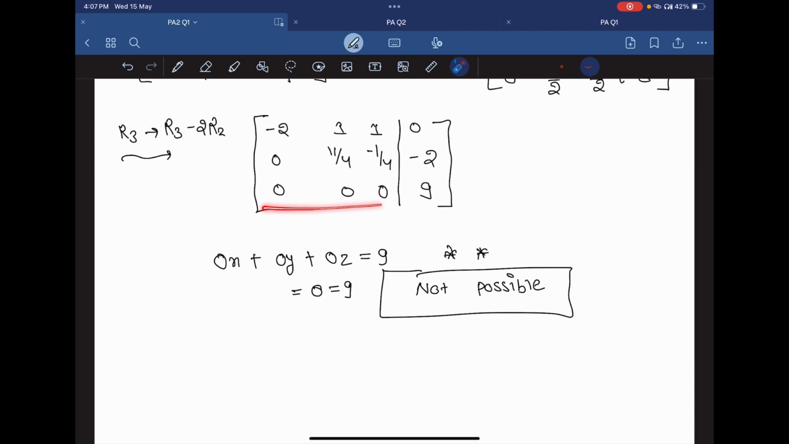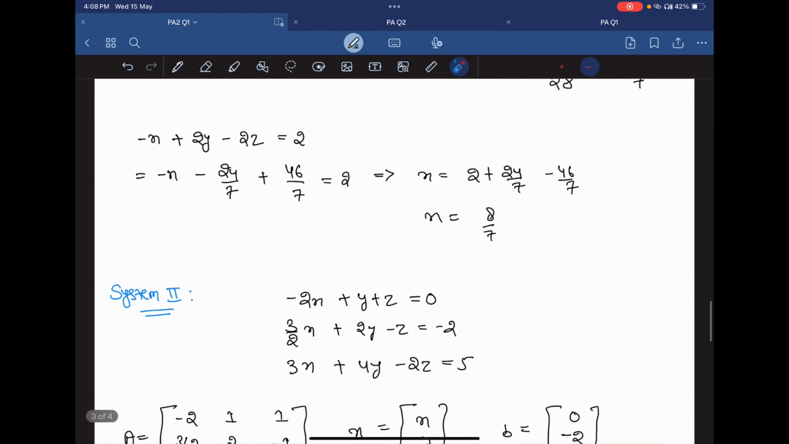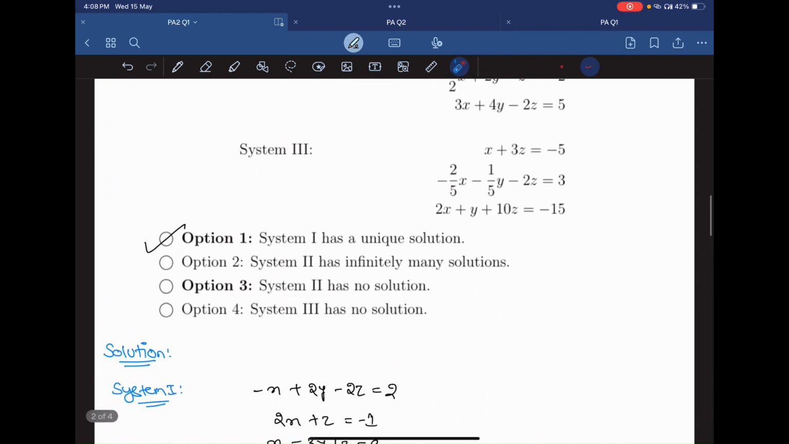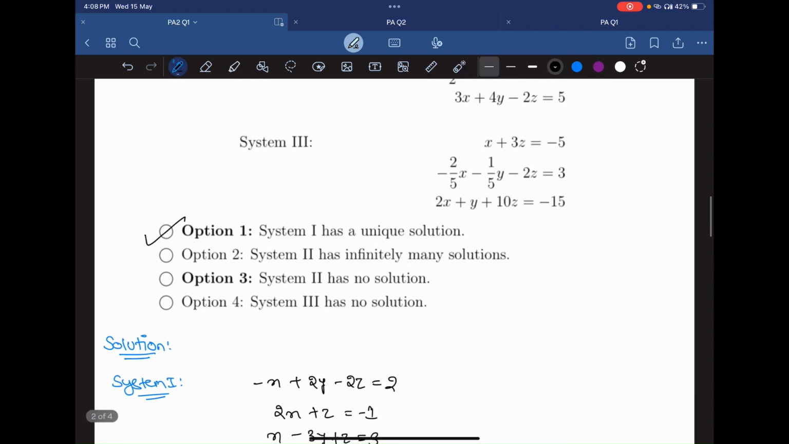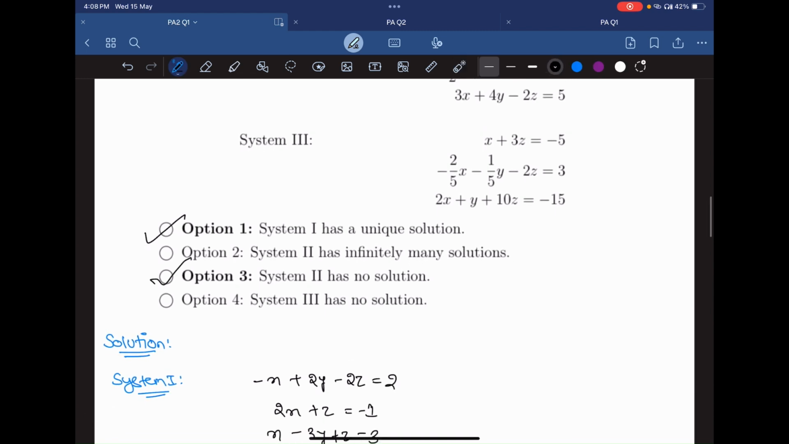So whenever we have any zero row whose corresponding entry in the B matrix of the augmented matrix is non-zero, then the system will have no solution. So system 2 will have no solution. That is option 3, while option 2 is wrong.